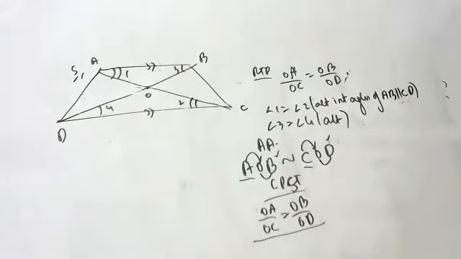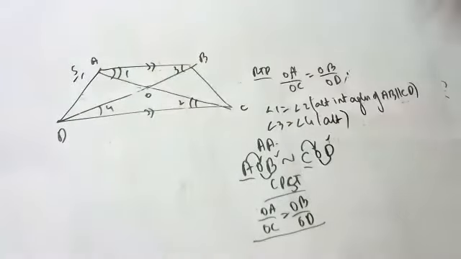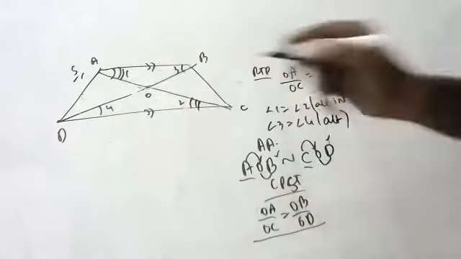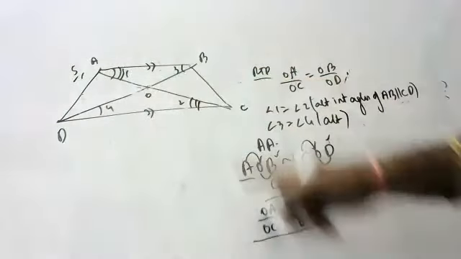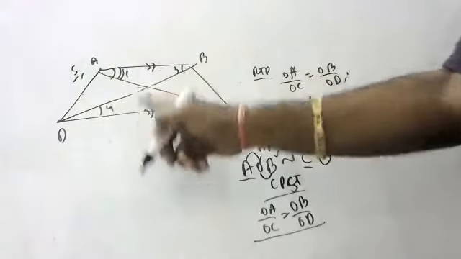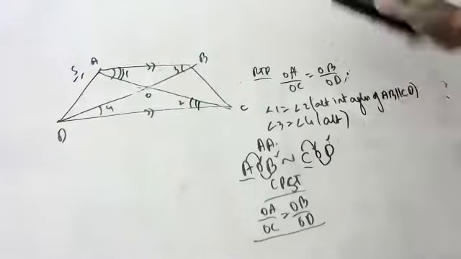So children, when I am saying AOB, COD should come. Why is it coming like that? Because A was equal to C. You should be careful, children. OA by OC will come, OB by OD will come, AB by CD will come. When you are writing similarities, be careful.